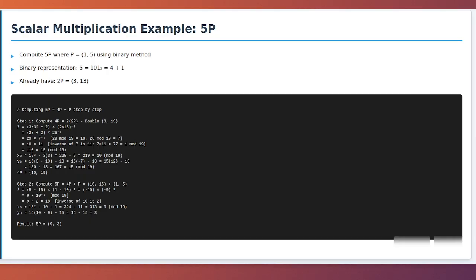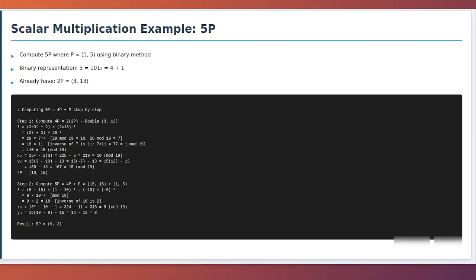Step 2. Now we need to compute 4p equals 2 times 2p. We double the point (3, 13). Using our doubling formula with x1 equals 3 and y1 equals 13, we compute lambda. The numerator is 3 times 3 squared plus 2 equals 3 times 9 plus 2 equals 27 plus 2 equals 29. Reducing 29 modulo 19 gives 29 minus 19 equals 10. The denominator is 2 times 13 equals 26, which modulo 19 is 26 minus 19 equals 7.